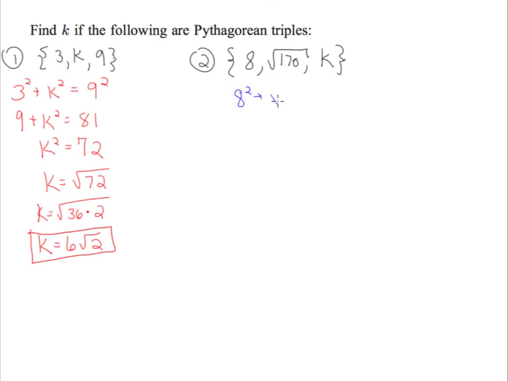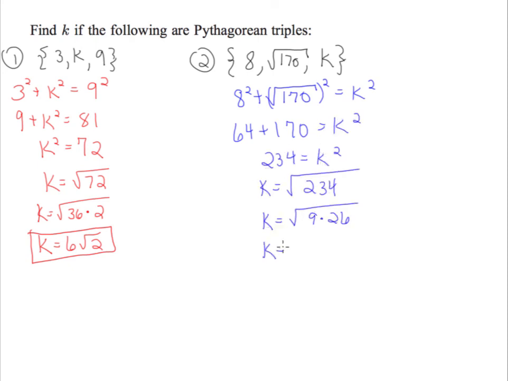Repeating the same process for example 2, we have 8 squared plus the square root of 170 squared needs to equal k squared in order for these three numbers to be Pythagorean triplets. Simplifying down and solving for k, we end up with k equal to 3 the square root of 26. So the numbers 8, the square root of 170, and 3 the square root of 26 are Pythagorean triplets.